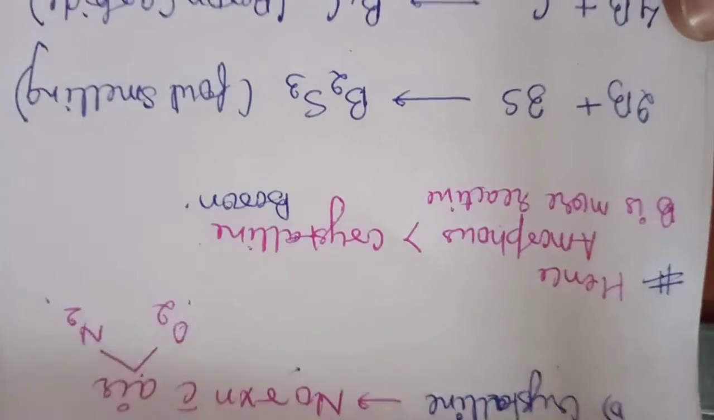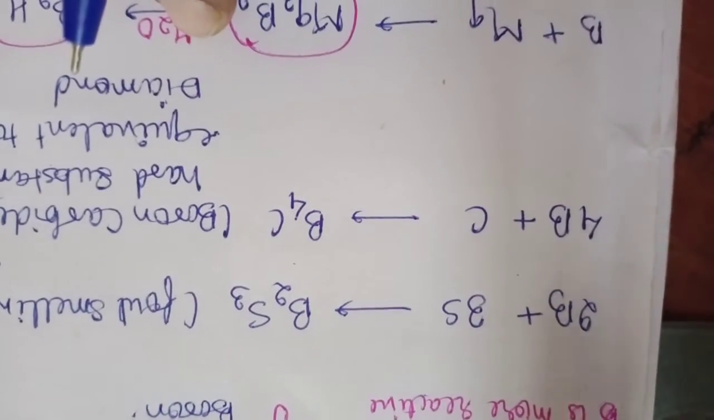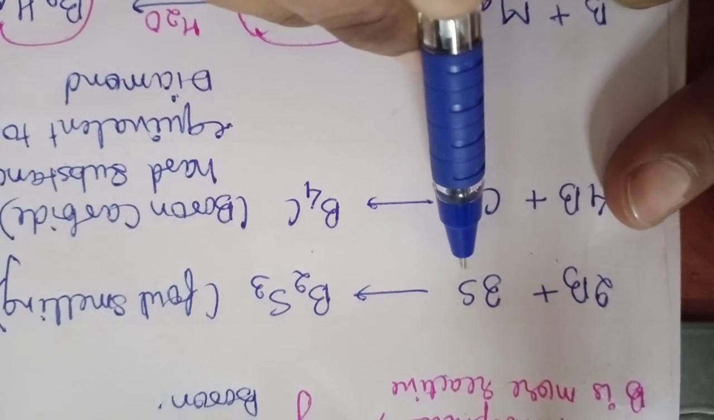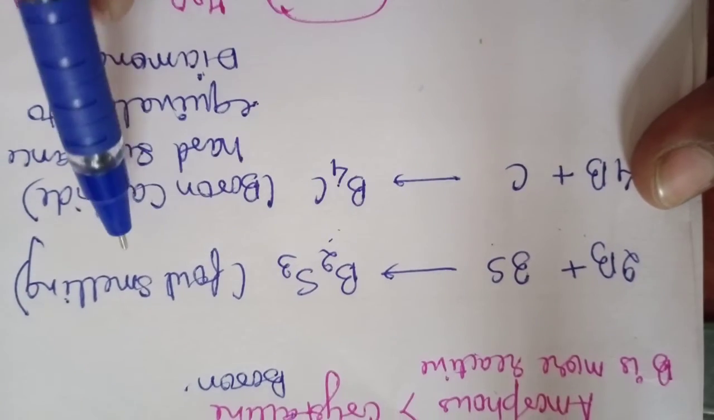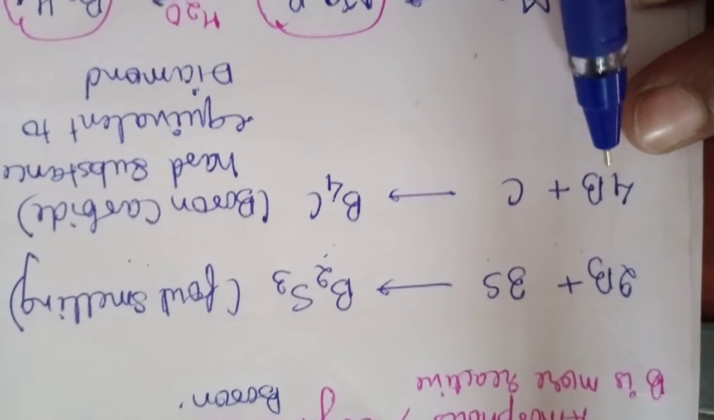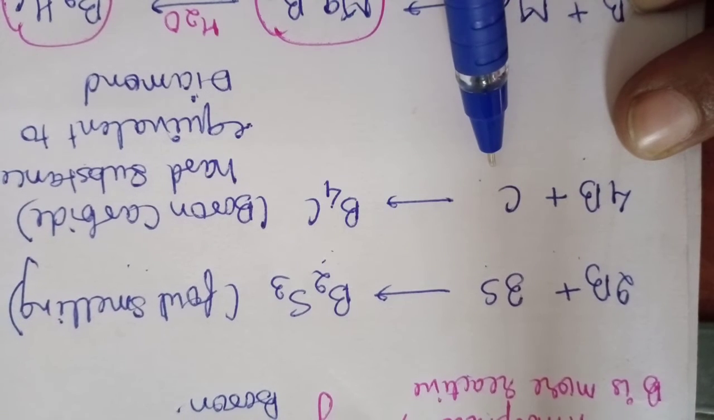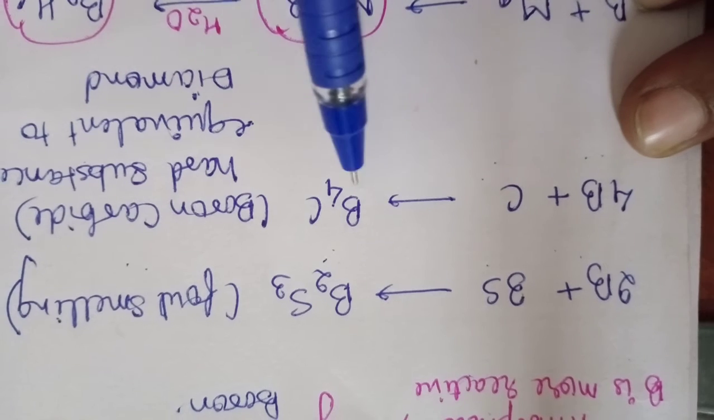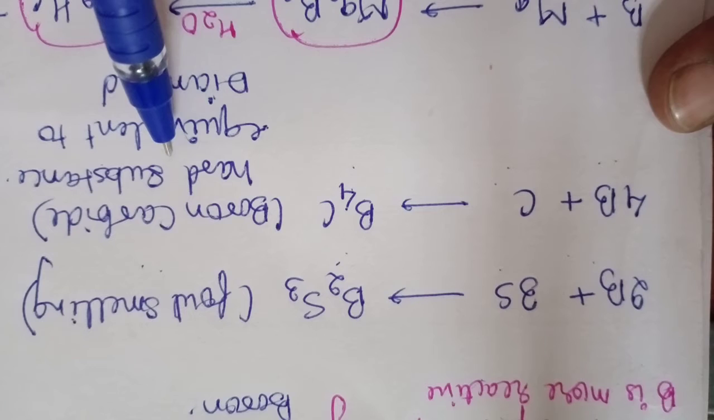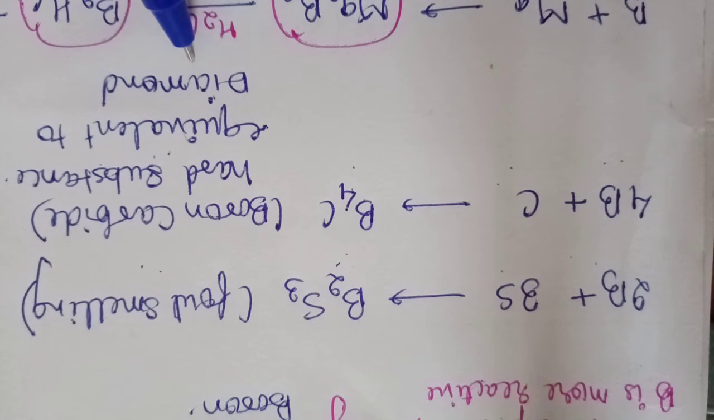Now further, there are certain more properties of boron. For example, when we treat boron with sulfur, it forms boron sulfide. It gives a foul smell. And when we treat boron with carbon, both these reactions of boron are with non-metals only, it forms boron carbide. This boron carbide is so hard that its hardness is equivalent to diamond.